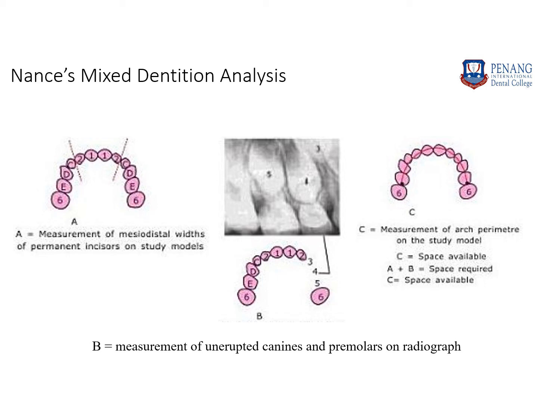So basically, the amount of space available is from 6 to 6. For that, you will have to calculate A, which is the mesiodistal width of the permanent incisors, plus B, that is the mesiodistal width of the unerupted canines and premolars. And then you add these spaces to give you the total amount of space available. Hope that's clear.